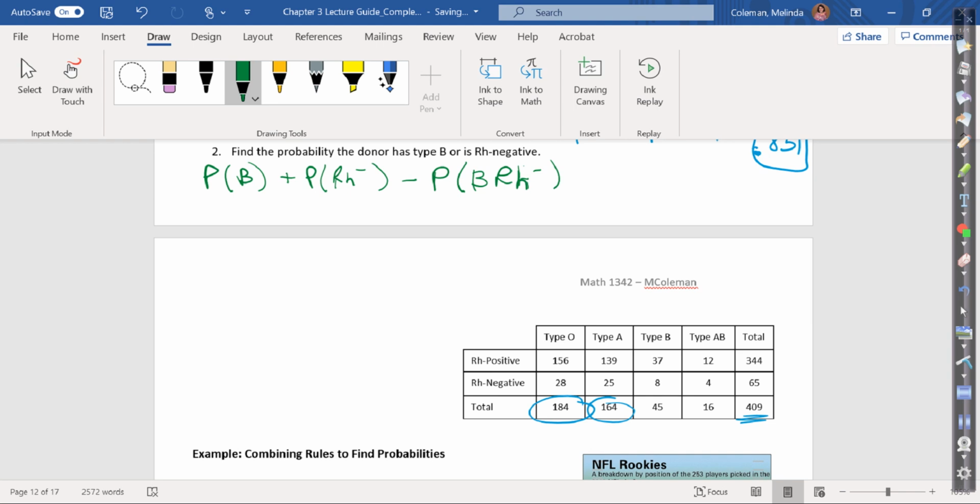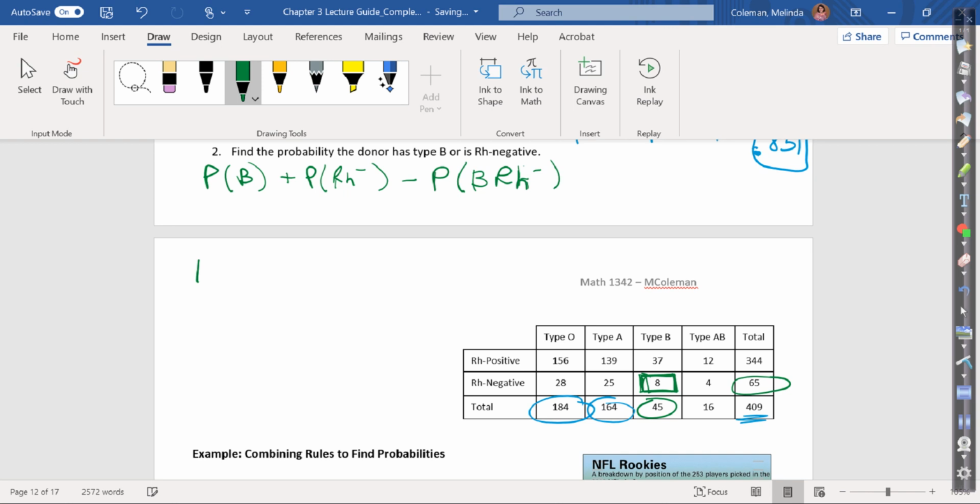So probability of type B, there are 45 people. Rh negative, there are 65 people. But of those 65 people, some are type B, so that's why we have to make sure we take out the ones that are type B. And in fact, there are type B negative people. So type B negative people, there are 8.